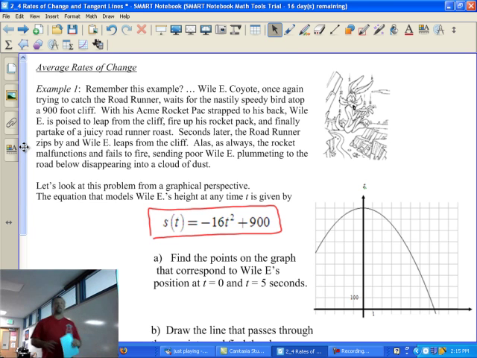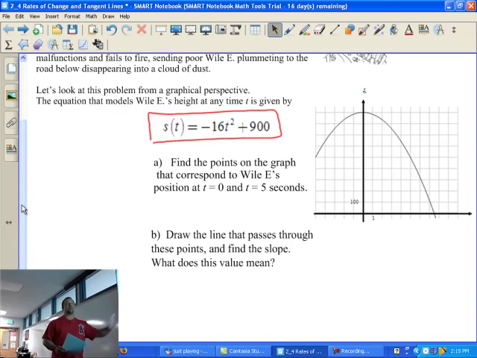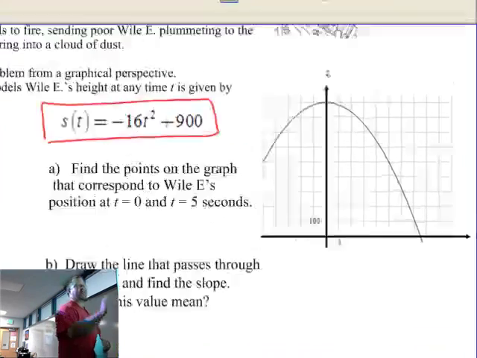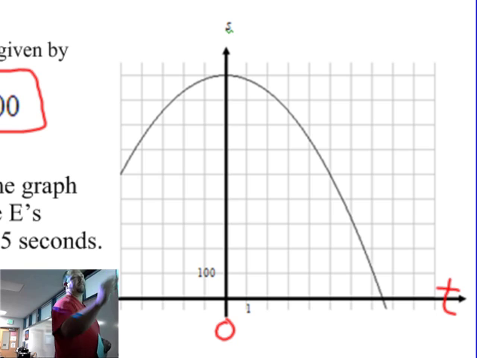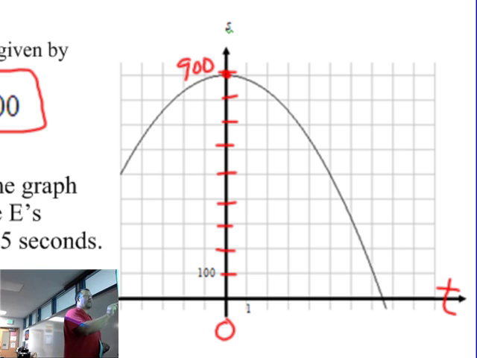Instead of looking at this numerically by plugging in a bunch of values, we're going to look at this graphically. And I've got it graphed here. We basically can see that at 0 seconds, if this is time in seconds, Wile E. Coyote is here, which if we count up 1, 2, 3, 4, 5, 6, 7, 8, 9 is 900 feet. Okay? If we want to know Wile E. Coyote's position at 0 and 5 seconds, his position at 0 is 900.